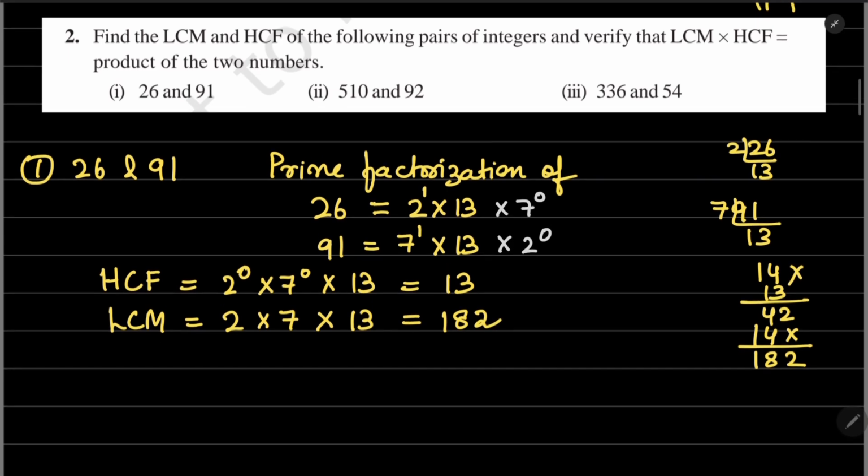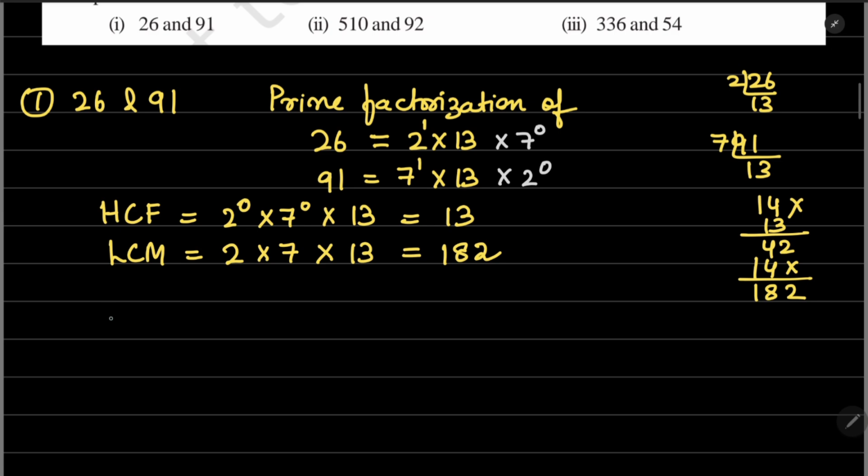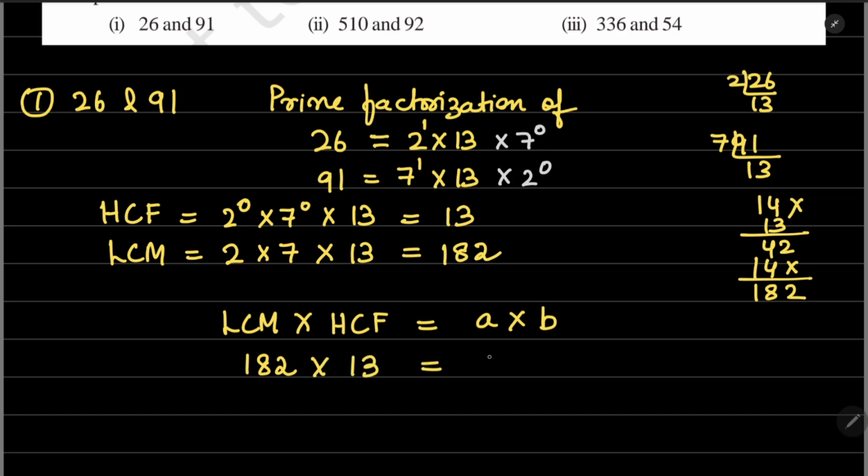Okay, now we have to verify. So we will have to verify that LCM multiplied by HCF is nothing but the product of two numbers, that is A into B. Let's verify. What is the LCM? It is 182 multiplied by 13 should be equal to 26 multiplied by 91. That is the two given numbers.